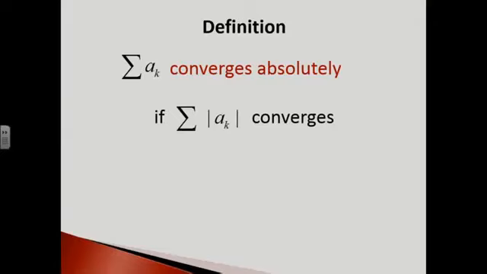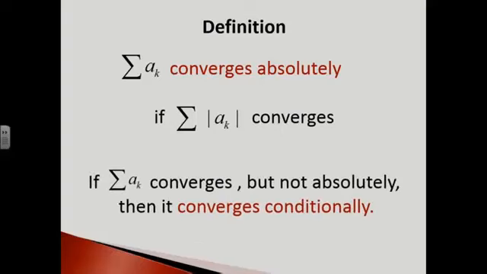If sigma a_k converges, then sigma of the absolute value of a_k may either converge or diverge. The two cases that can occur are given special names. The series sigma a_k converges absolutely if the related series sigma absolute value of a_k converges. If the series sigma a_k converges but not absolutely, which means that the related series sigma absolute value of a_k diverges, then it converges conditionally.